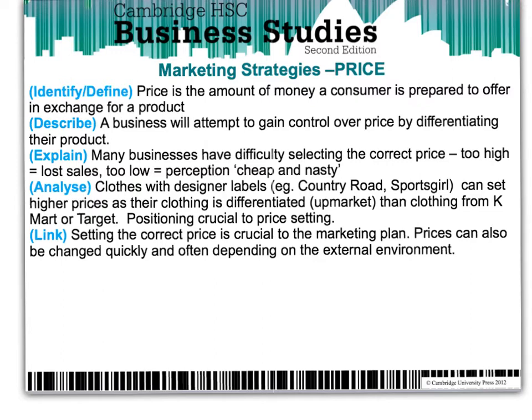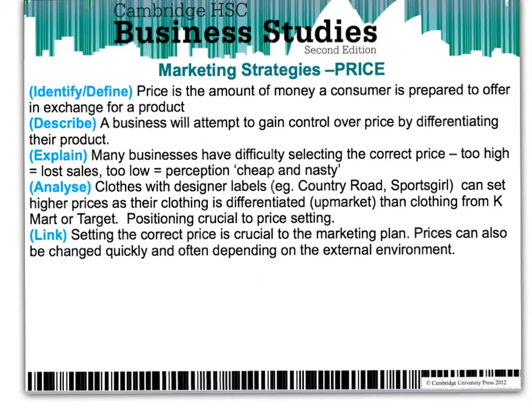Clothes with designer labels like from Country Road, Sports Girl can set higher prices as their clothing is differentiated, so it's more upmarket. So that means, of course, they can set high prices, as we said, rather than clothing from Kmart or Target, which the positioning for them, of course, is not seen so high, so everyone expects the prices to be a lot lower. So setting the correct price is crucial to the marketing plan. Of course, this is where your money comes from. People buying things means that you get sales revenue.